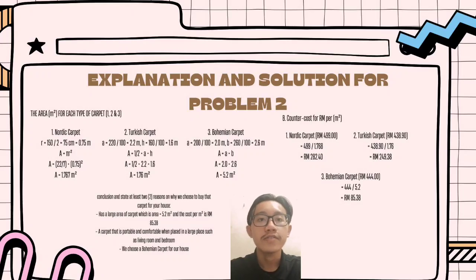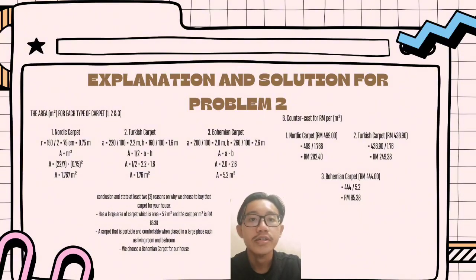The cost is per square meter. The first carpet is the Nordic carpet. The total cost is 4,199 ringgit, and then we divide by the 1.76 and the answer is 2.24 ringgit. The second carpet is the Turkish carpet.